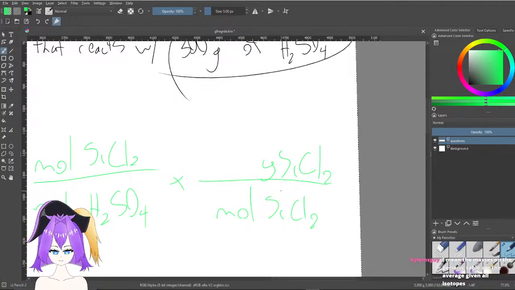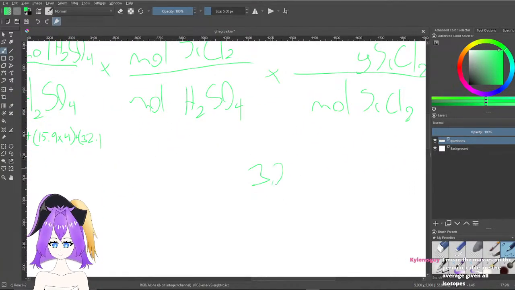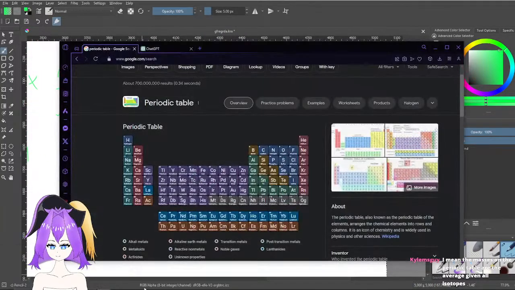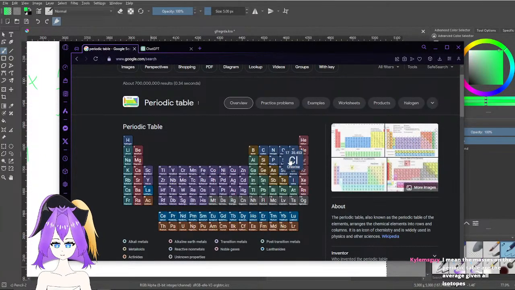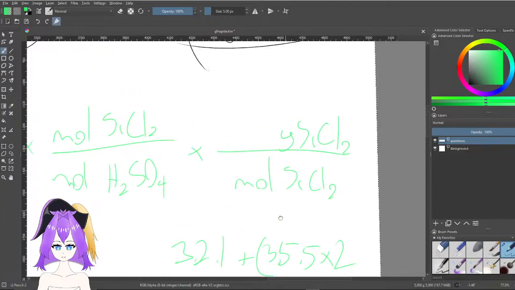So, okay, I literally just checked sulfur. Sulfur was, what was sulfur? 32.1 plus whatever chlorine is. It's like 35, right? Yeah, 35.5 times 2. That's like, what, 71? 71 plus 32.1. So we get 103.1.